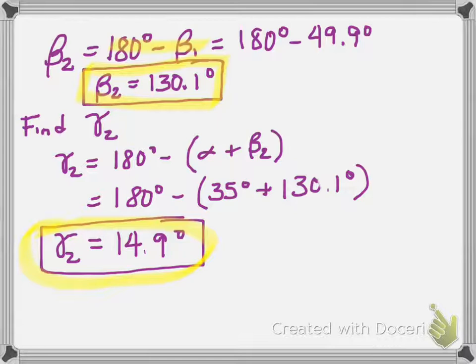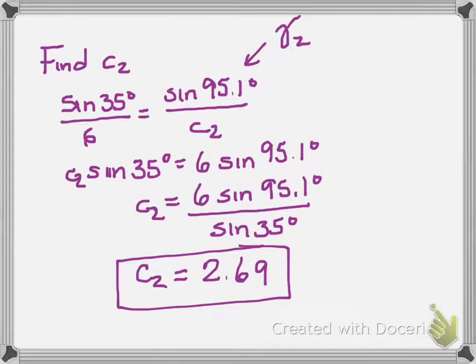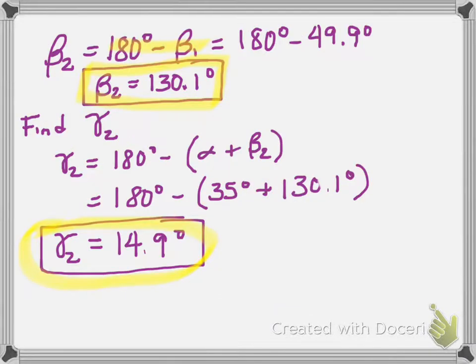Now the last thing I have to get is C2. To find C2, I'm going to use the sine. I set up my ratio, and I have sine of 35 degrees over 6 equals sine of 95.1 degrees over C2. I do my cross multiplication, I get this, and then I find C2, and C2 is equal to 2.69. Okay, let me go back and check to make sure that I have everything that I need.